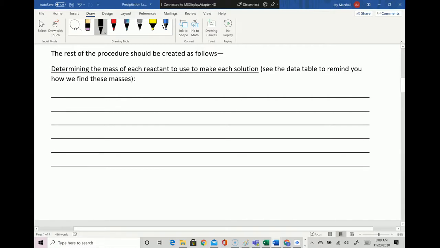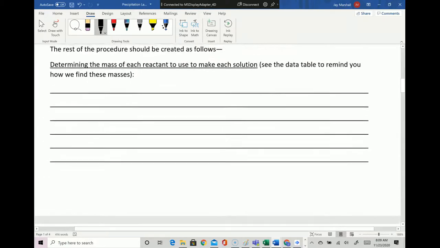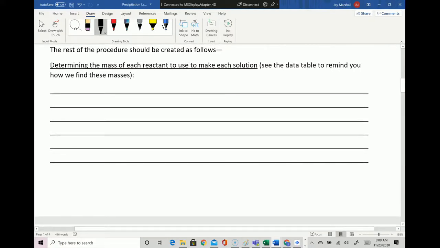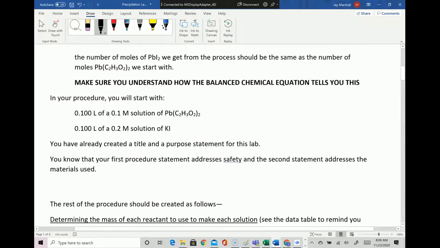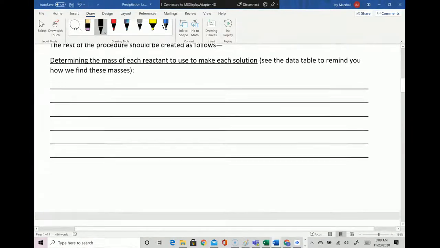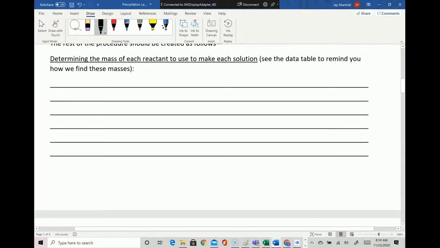But this is going to be kind of an intermediate step between me showing you the procedure and you being able to do your own procedure. So the first thing that you need to be able to do is determine the mass of each reactant to make your solutions. You're going to start with your solutions here, right? But you need to know how many grams you need to measure out. How many grams do you use? And so we're going to create some procedural steps for that to happen.